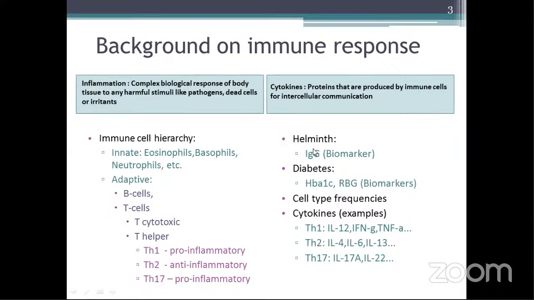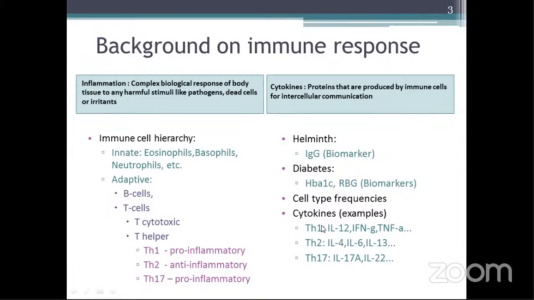Now, we all know that diseases involve biomarkers to characterize them. For helminth infection, one of the biomarkers is IgG, which is an antibody, immunoglobulin type G. In the case of diabetes, we have HbA1c and RBG, which is a random blood glucose measurement. These are considered to be the biomarkers for diabetes.